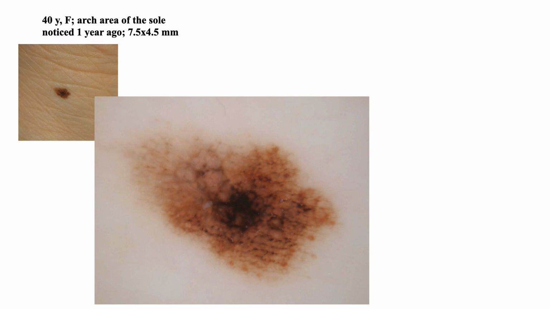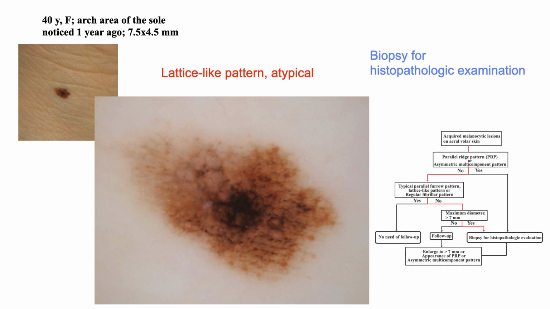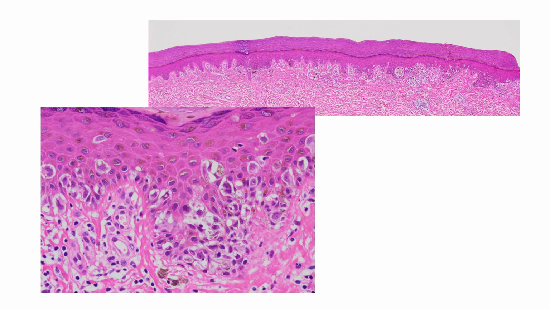The grids composing this lattice-like pattern are irregular and distributed asymmetrically. Hence, this is judged as atypical lattice-like pattern. As the size is more than 7 mm, this lesion goes down by the red route and should be biopsied. Histopathologically, this lesion was diagnosed as acral melanoma in situ.